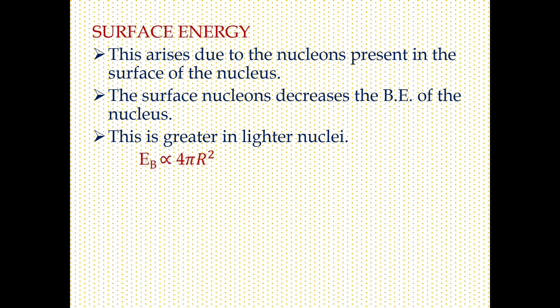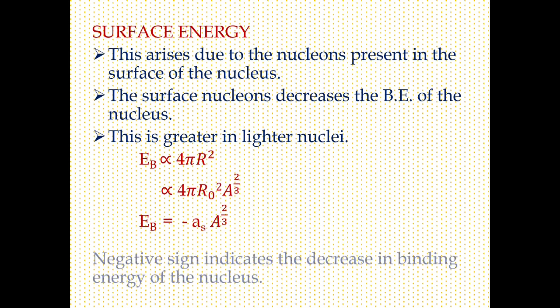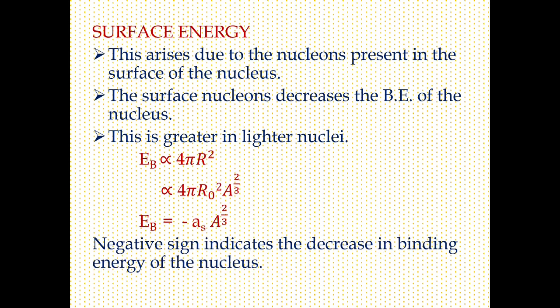So the surface area for a spherical nucleus can be given by 4 pi r square. So the binding energy is proportional to 4 pi r square. Writing r naught A power 1 by 3 in place of r, we get 4 pi r naught square A power 2 by 3, or you can write it as Eb is equal to minus As A power 2 by 3. So the negative sign is introduced here because the surface energy term tries to destabilize the nucleus or decreases the binding energy of the nucleus.